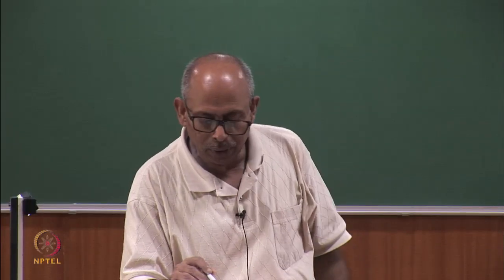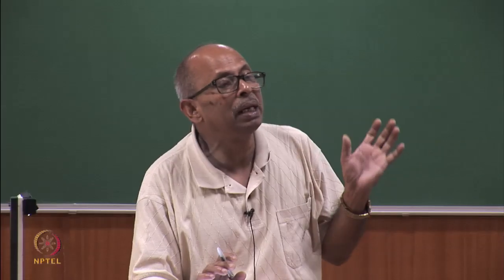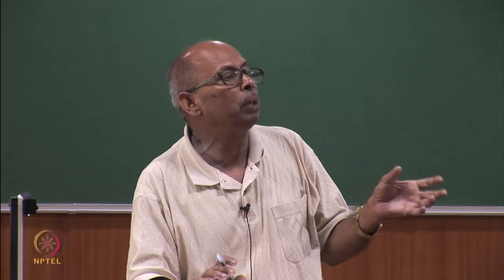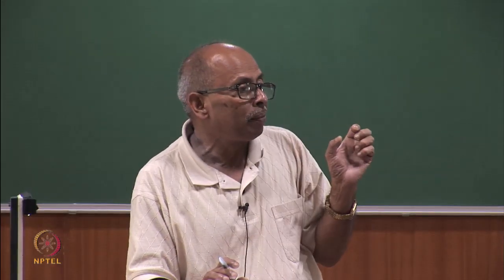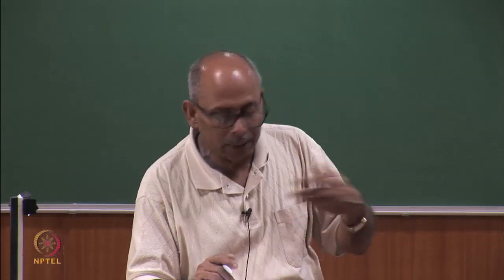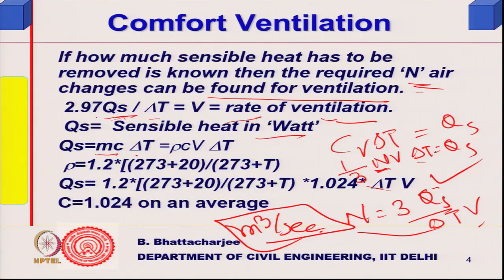So, I can easily find out, depending upon how much sensible heat I have to remove, what number of air changes I require. My ventilation design means the required N or meter cube per second, so I can convert it into meter cube per second and find out. Now, QS is equal to m C delta T, okay. So, rho C V delta T, mass into volume into delta T, volume of the room.